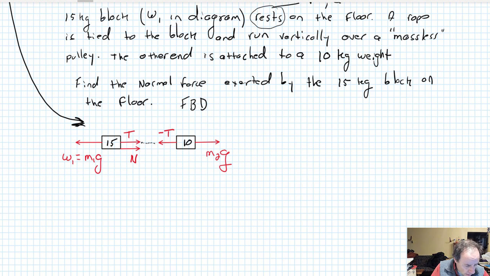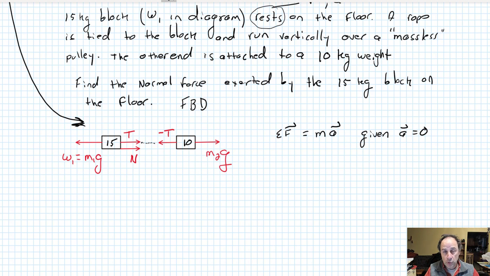So now, when we, let's see, we're going to sum the forces and set that equal to the mass times the acceleration. We're given that A equals 0 because we're told that it's at rest. Right? So we know that the sum of the forces equals 0.